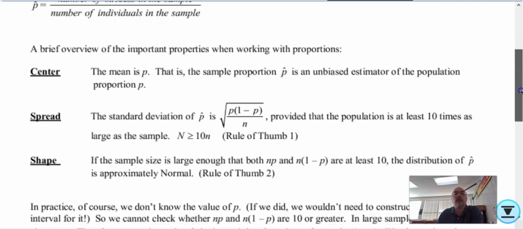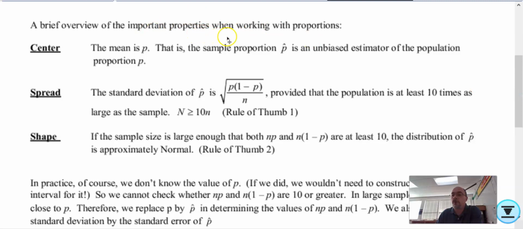All right. A brief overview of important properties. Now you can print this, ladies and gentlemen. This is right above the video if you want to just print this. Center. The mean of the sample proportion P hat is an unbiased estimator of the population proportion P. Remember, it is not realistic to know what the population proportion is, but our sample proportion P hat should be an unbiased estimator of that P.